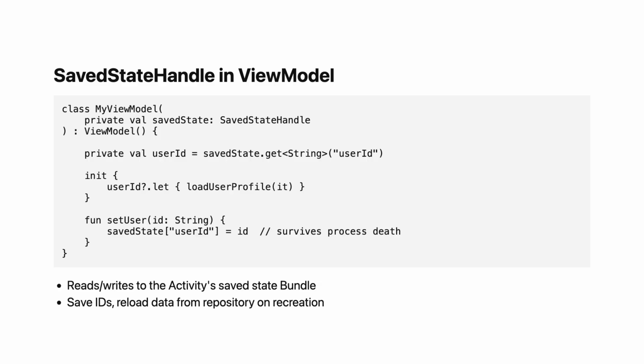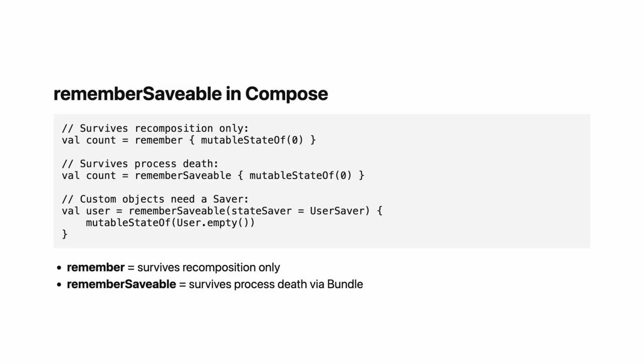If you are using Jetpack Compose, the equivalent mechanism is rememberSaveable. Regular remember stores state in the composition and survives recomposition, but it does not survive process death. rememberSaveable stores state in the saved instance state bundle, so it does survive. For simple types like strings, ints, and booleans, rememberSaveable works out of the box.